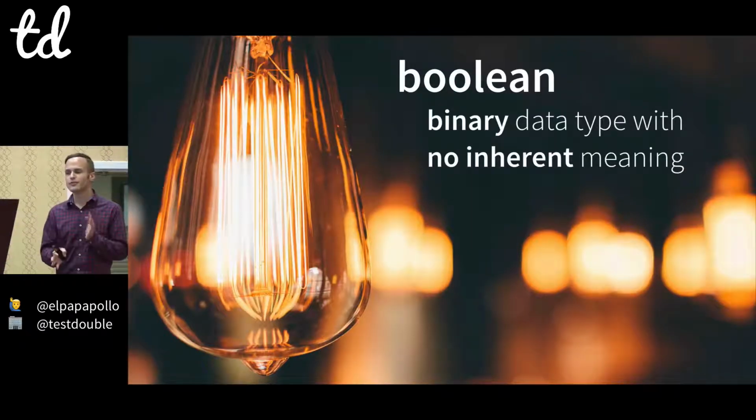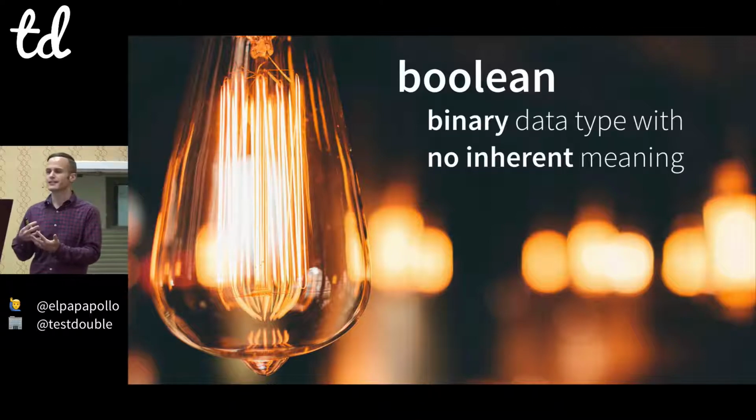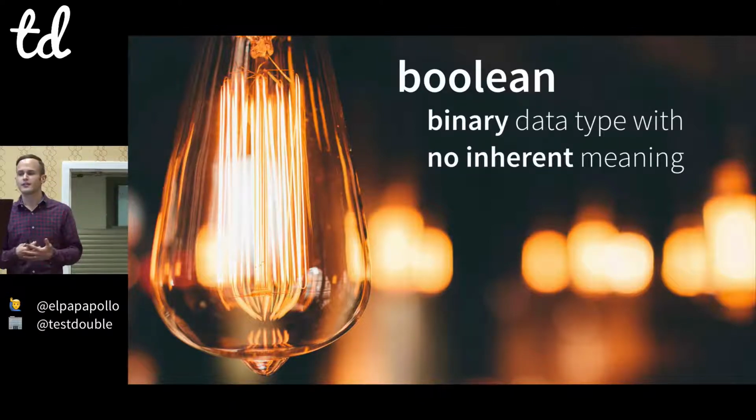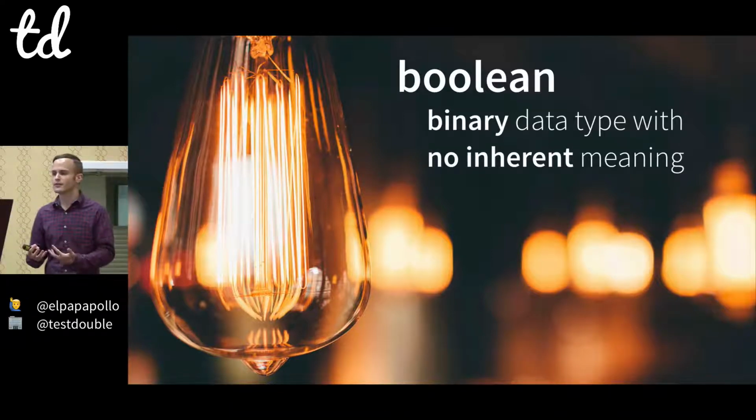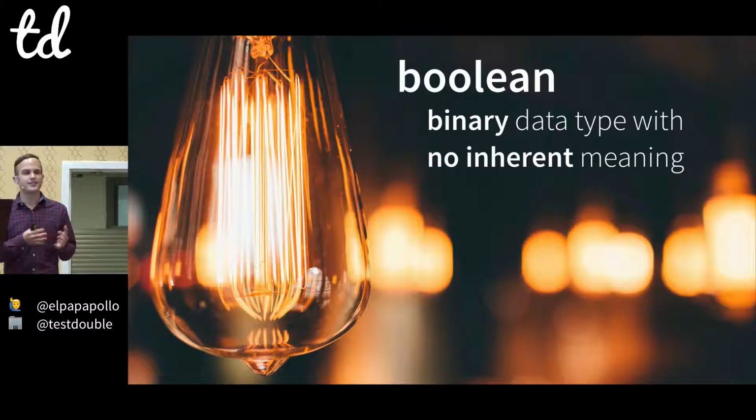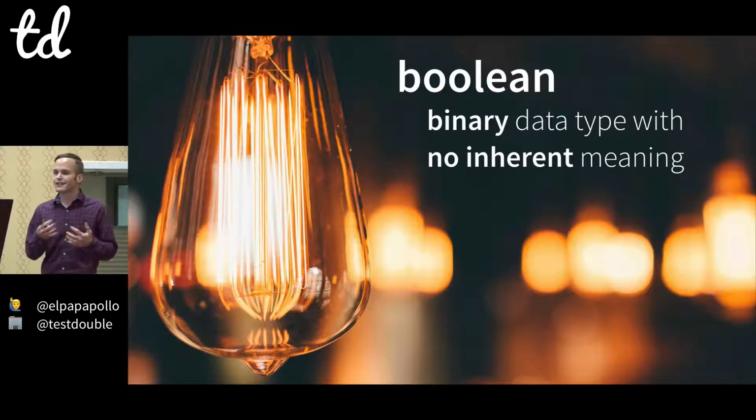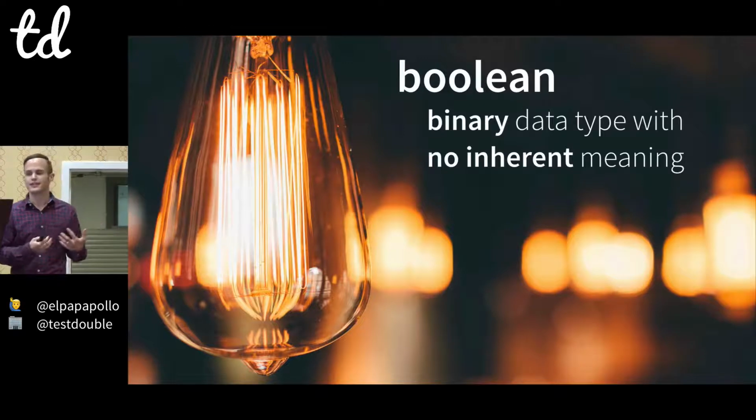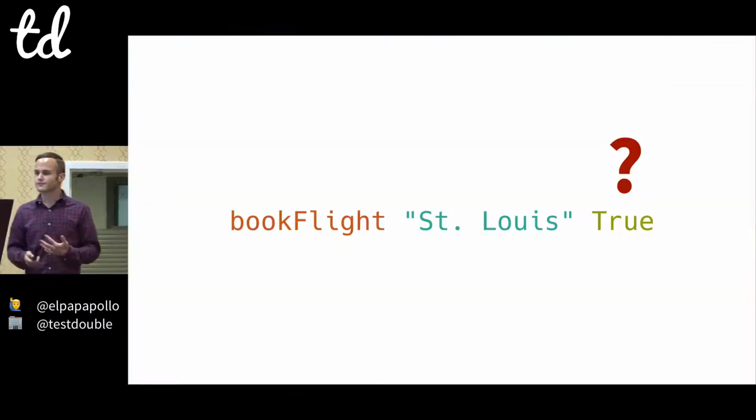Put another way, a Boolean is really just a binary data type with no inherent meaning. It's just true or false, on or off, 1 or 0. We as programmers attach meaning to Booleans, but they are just simple values that are agnostic about how they are used. Kind of like the presence or absence of electrons in a light bulb. It has no idea that it's producing light for us.